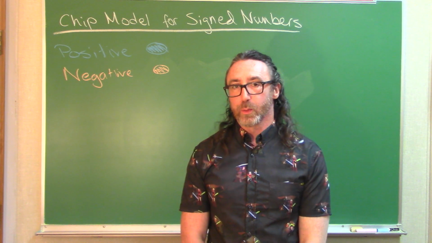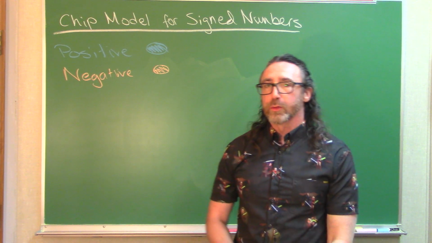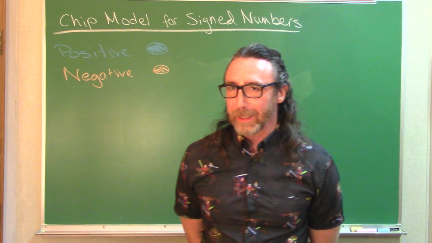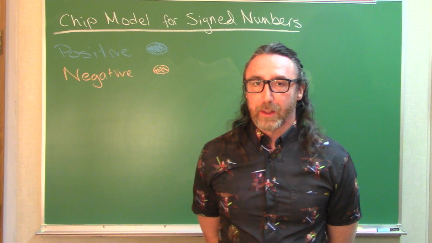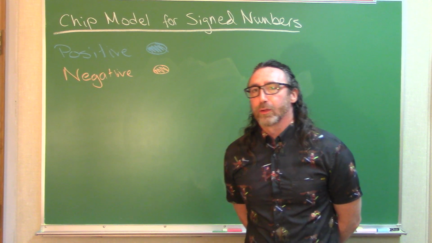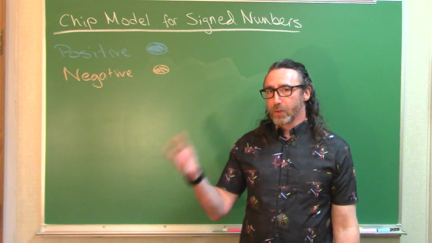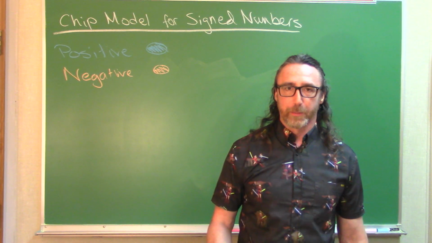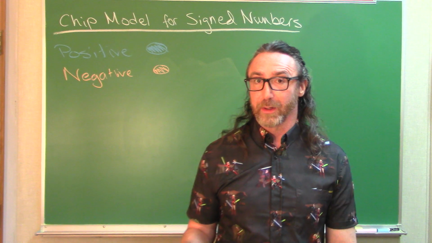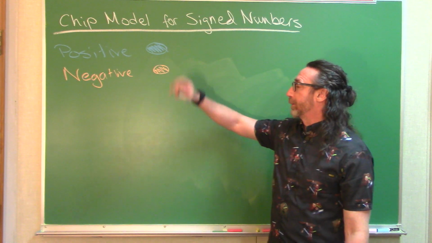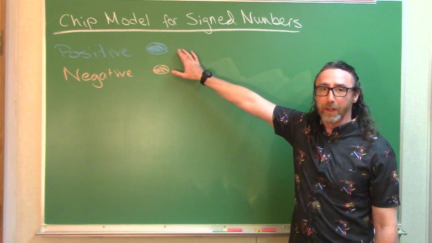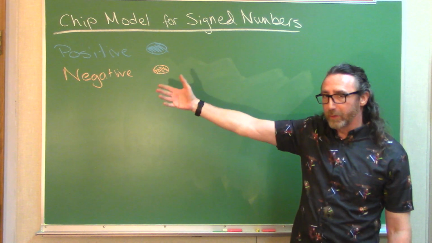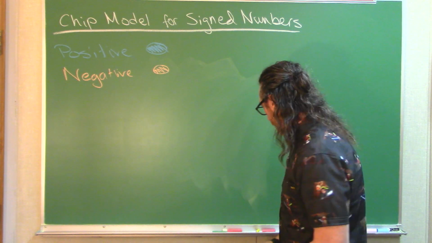Since we have moved on to working with integers, in other words working with positive and negative whole numbers, I thought it might be nice to look at a chip model again to help us understand why some operations work the way that they do. Now, if we're going to represent signed numbers with chips, we're going to have two different colored chips. So I'm going to use blue for positive chips and red for negative. So every blue is going to count for positive one, every red is going to count for negative one.